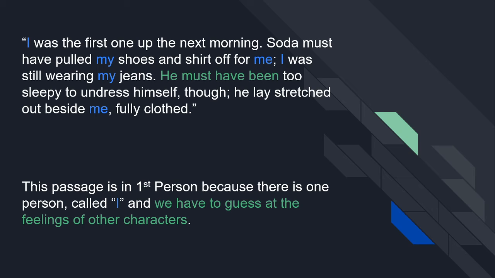This passage is in first person because there's only one person, and the narrator calls themselves I. They are in the story, and telling us what happened to them. And since it's just the one person, we only get their point of view. He has to guess at the feelings of the other characters. You can see up there in green, he must have been too sleepy. He can't say for certain that the other person was sleepy because he's not that other person.